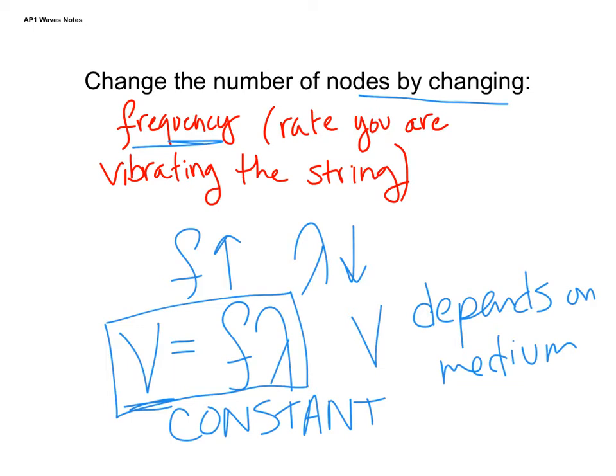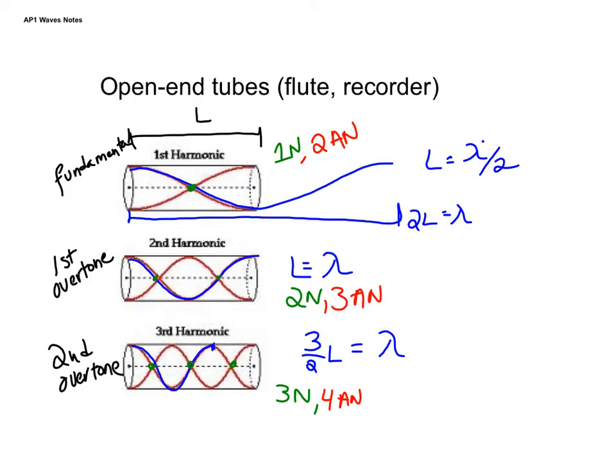Now, standing waves in a string is not the only type of standing waves that you could have. If anyone plays any musical instruments, like a flute or a recorder, you get standing waves in those musical instruments even though there's no strings involved. So our next example is going to involve standing waves in an open-ended tube. So let's look at an open-ended tube. When I say an open-ended tube, I mean it's open to atmosphere on both ends.